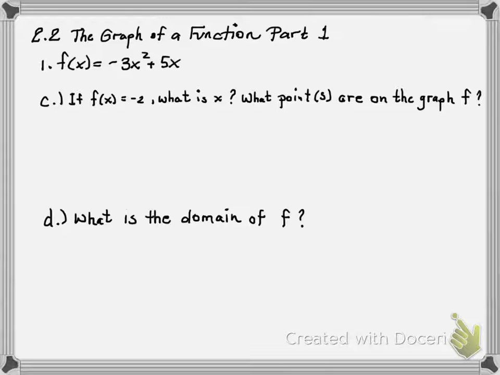Okay, still number one, we're on part C and D now. All right, so part C is kind of like the opposite of part B. Here they're asking if f of x equals -2, if y equals -2, what is x? And what points are on the graph of f? All right, so let's take a look at this.